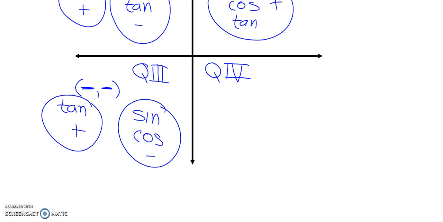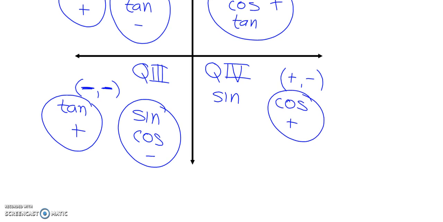And last but not least, quadrant 4 is always a positive comma a negative. So looking at your sine values, sine ends up always being negative because it's y over r. Cosine ends up always being positive. And your tangent is, again, y over x, which is a negative over a positive. These are just some ways to familiarize yourself with the trig functions.